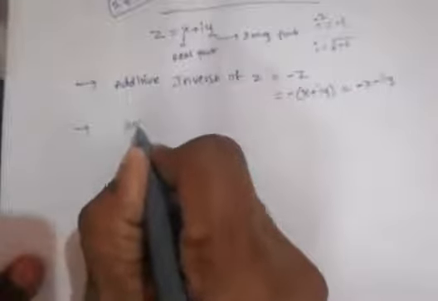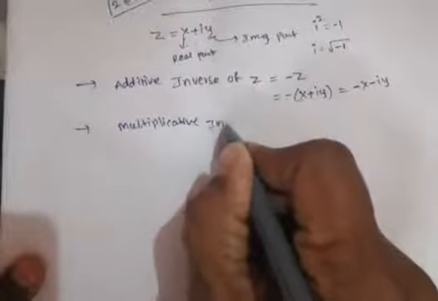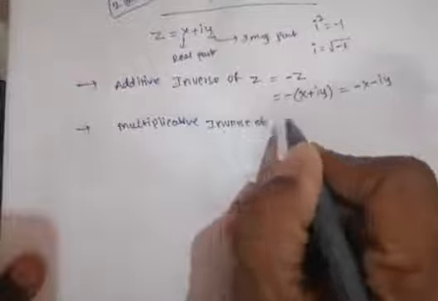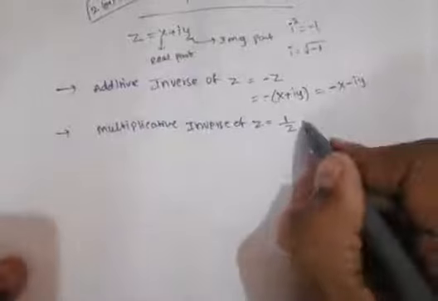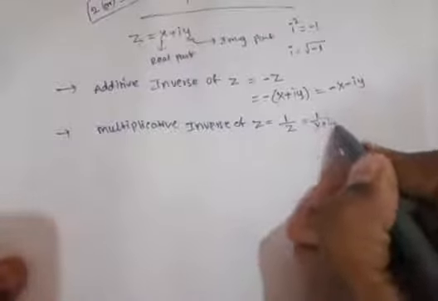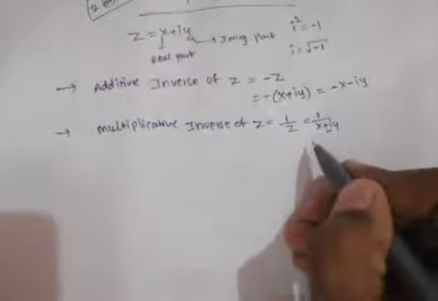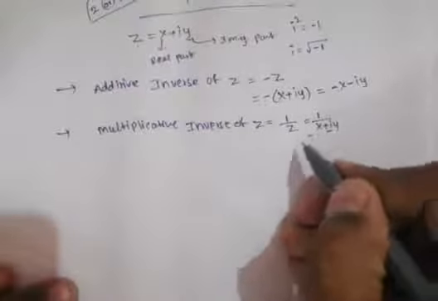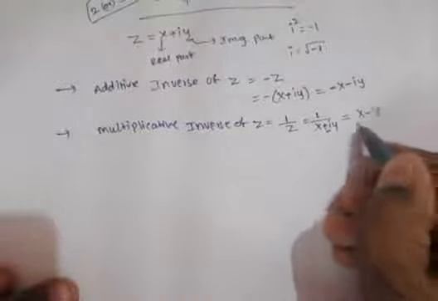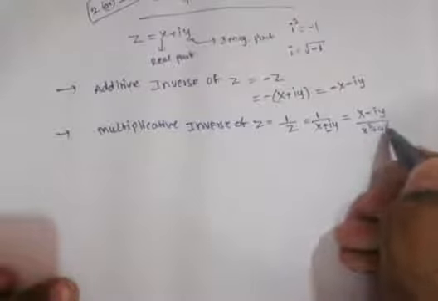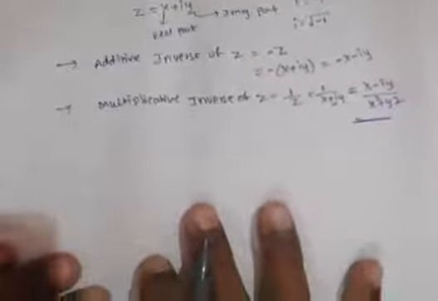Then multiplicative inverse of z will be represented by 1 by z. 1 by z means 1 by x plus iy. Whenever i appears in the denominator, you have to do rationalization, then it becomes x minus iy by x square plus y square.